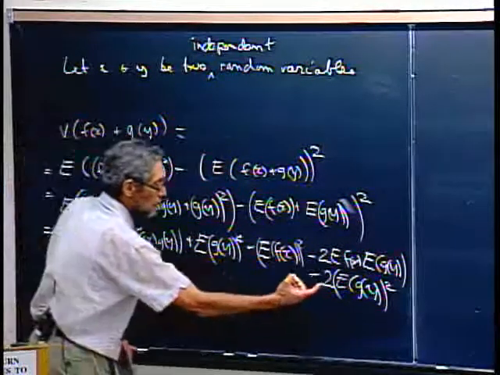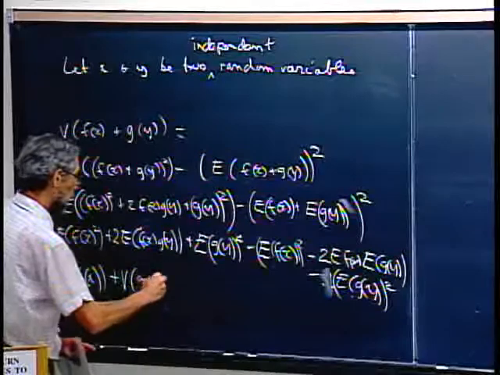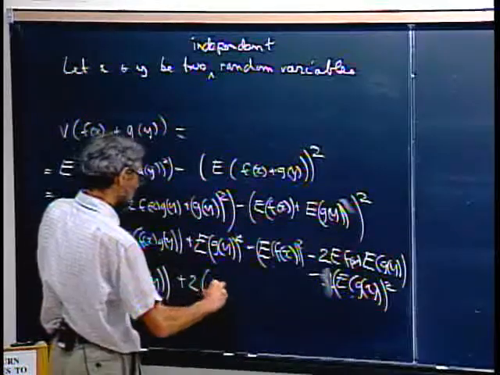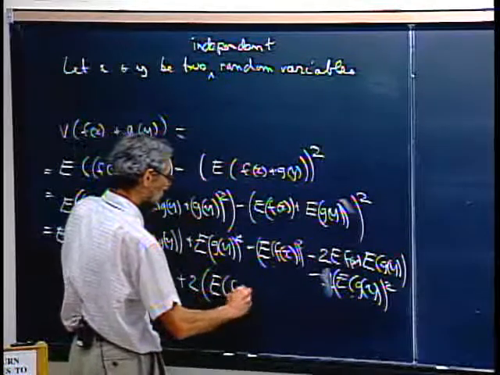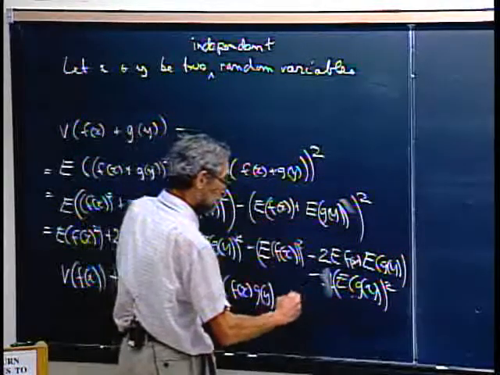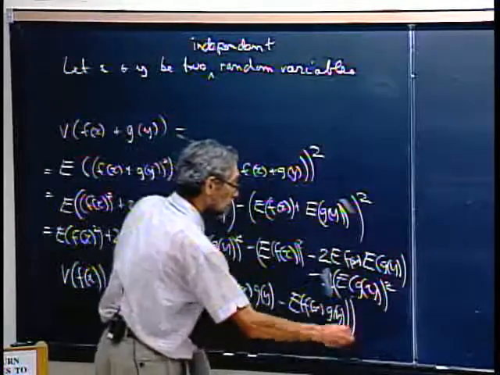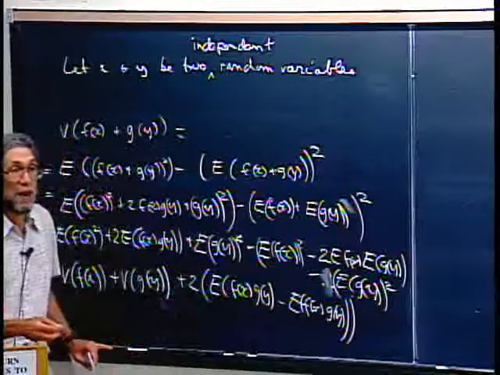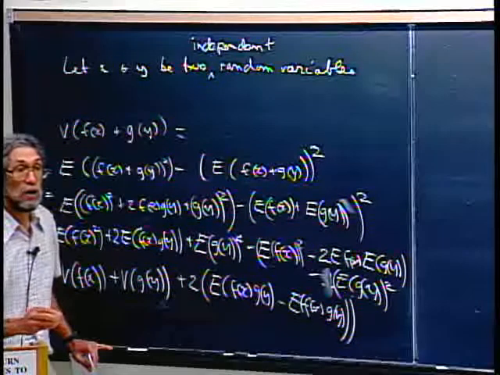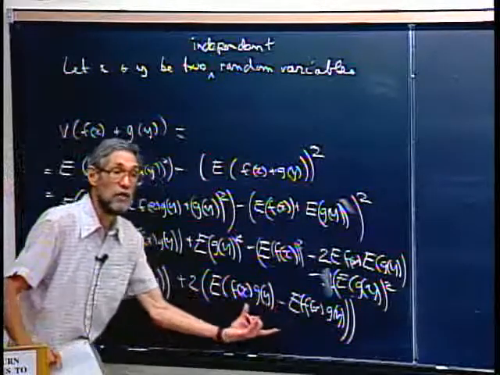And this term minus, there's no 2 there. This term is the variance of g of y. But what I'm left with is twice the expectation of the product minus the product of the expectations. So the question is, is the expectation of the product the same as the product of the expectations? And this is the point at which I need to use the fact that they're independent. If they were correlated, then this would be a measure of the correlation.